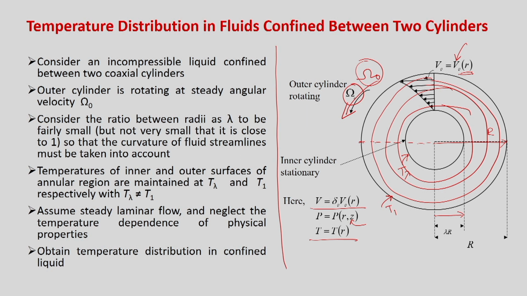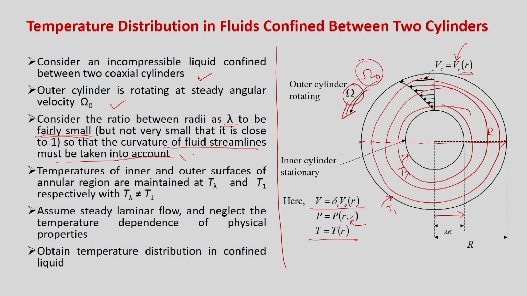Now, the statement: consider an incompressible liquid confined between two coaxial cylinders. The outer cylinder is rotating at steady angular velocity omega naught, and the inner is stationary. The ratio between the radii is lambda, and it is to be fairly small, not very small, that is, it is not close to 1, so that the curvature of the fluid streams must be taken into account.